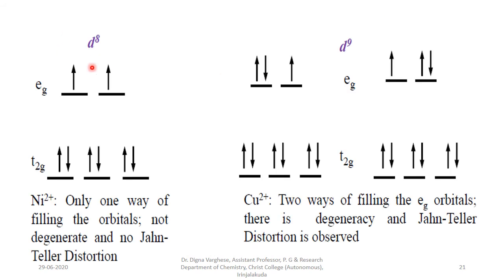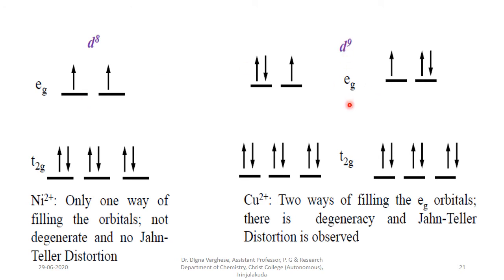In the case of the d8 system, that is nickel(II), there is only one way of filling the orbitals, so they are not degenerate and there is no Jahn-Teller distortion. In this case, d8, the orbitals are symmetrically filled and non-degenerate, so there is no Jahn-Teller distortion.